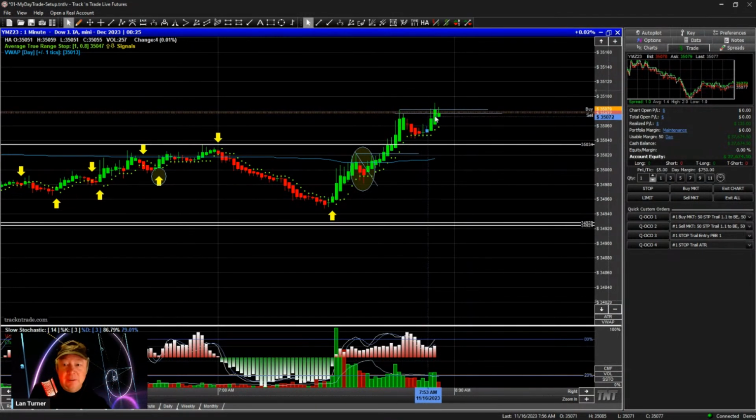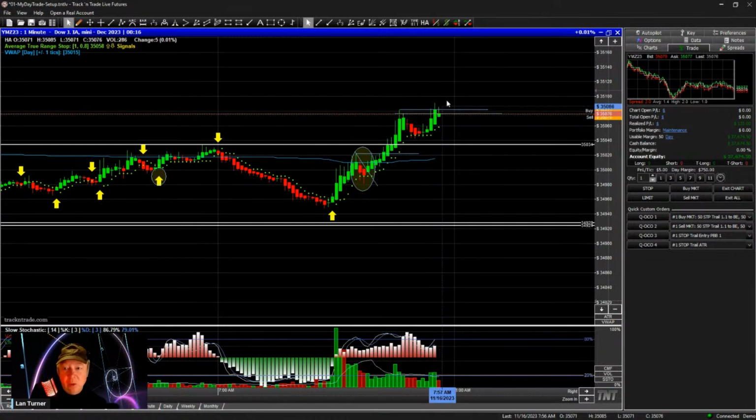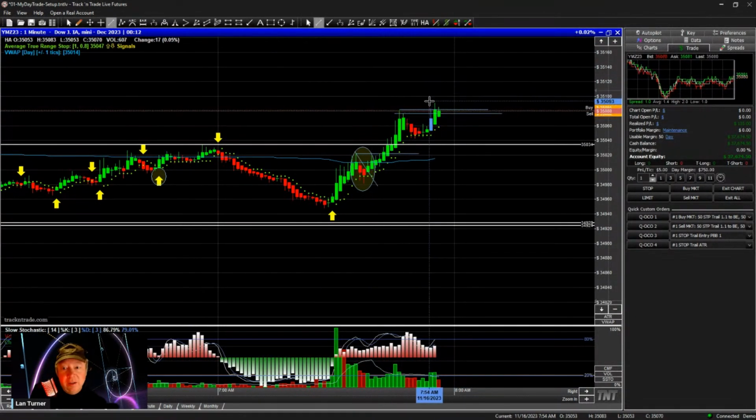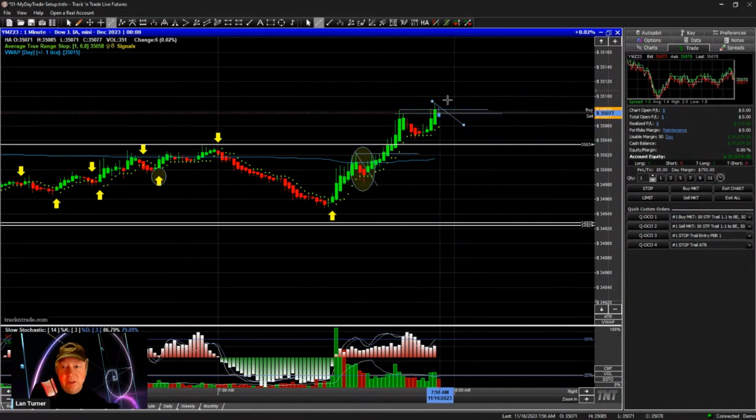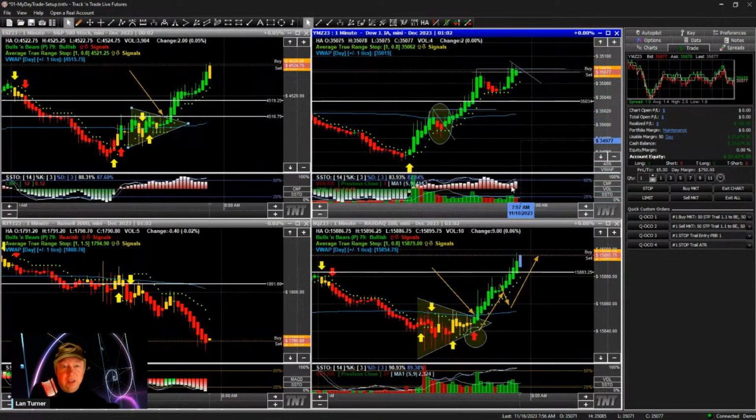All right, it's making this little pullback right now, lower high. If we think that the market's going to break one more high, give us that little pullback right there, we could try and get in one more time right in here in anticipation of a continuation of the uptrend. But that's just with a single contract.